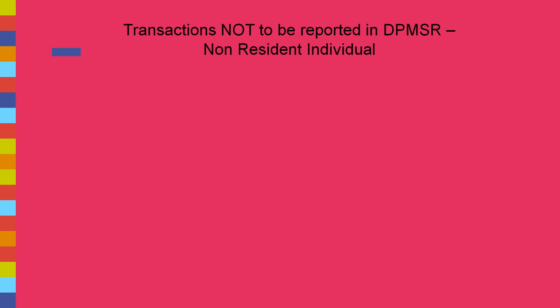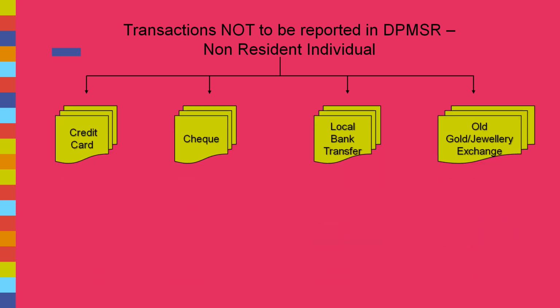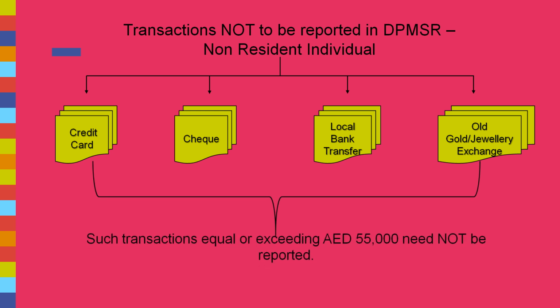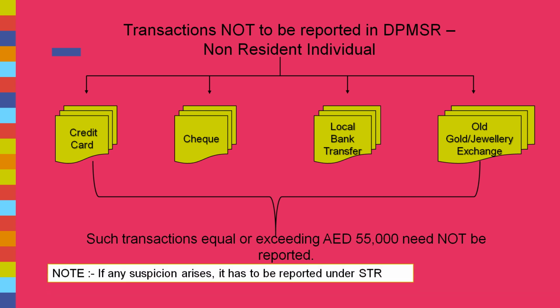Transactions not to be reported in DPMS in case of non-resident individual. Okay, so again, if we go through this, we will have a clear-cut idea how to categorize the transactions. So it is not a very hard thing to remember. Transactions not to be reported are almost the same in case of non-resident individual as well. Credit card transactions, or transactions made through checks or any local bank transfer, and again the concept of gold or jewelry exchange. Such transactions equal or exceeding 55,000 need not be reported. And of course, you always have the option of STR. That is, if you have any suspicion on Mr. X, you can go with a suspicious transaction report.